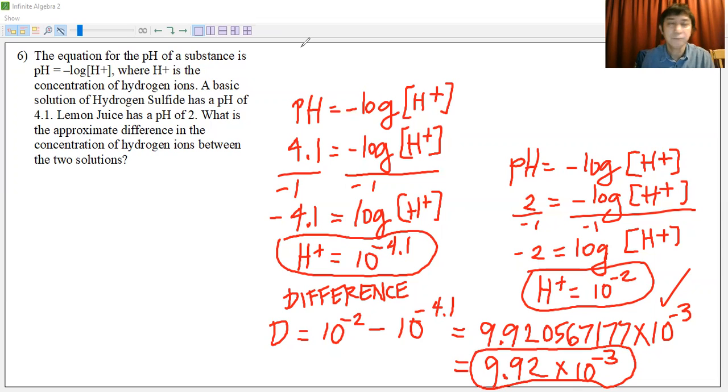Let's check and verify. Okay, over here, the computer's answer is over there. 9.92 times 10 to the negative 3. Let's continue with the next number 7. Let me clear the screen.